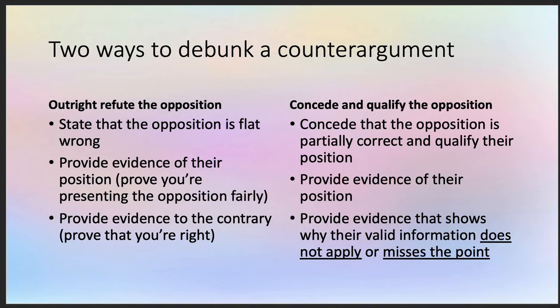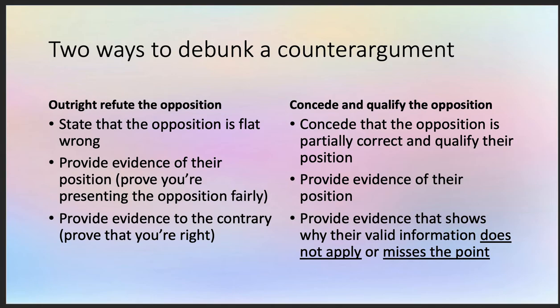There are two basic ways to debunk a counterargument. One is the refutation. This is when you outright refute the opposition. You state that the opposition is just flat wrong. You need to provide evidence of their position so that we, your readers, know that you are being unbiased, that you are fairly representing them. And then you need to provide evidence to the contrary, evidence that supports your point of view. So you need evidence on both sides, evidence of their position, but evidence that shows yours is stronger.